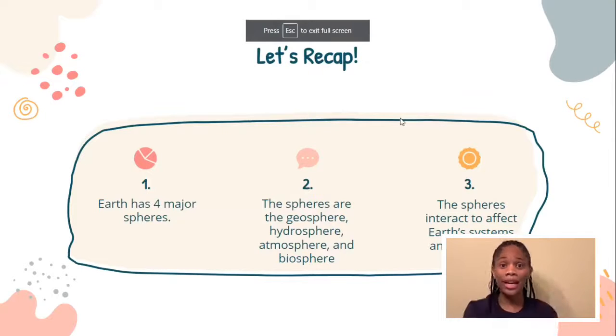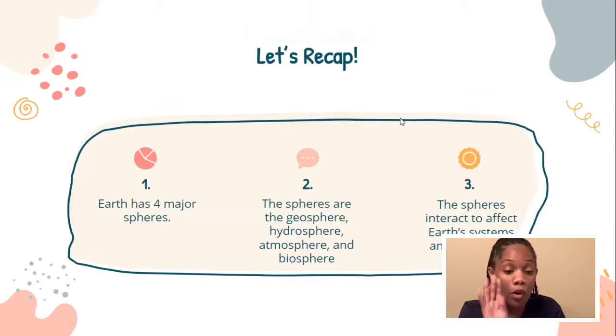All right, so let's recap. The Earth has 4 major spheres. Those spheres are called the geosphere, hydrosphere, atmosphere, and biosphere. And all of those spheres interact to affect Earth's systems and processes.